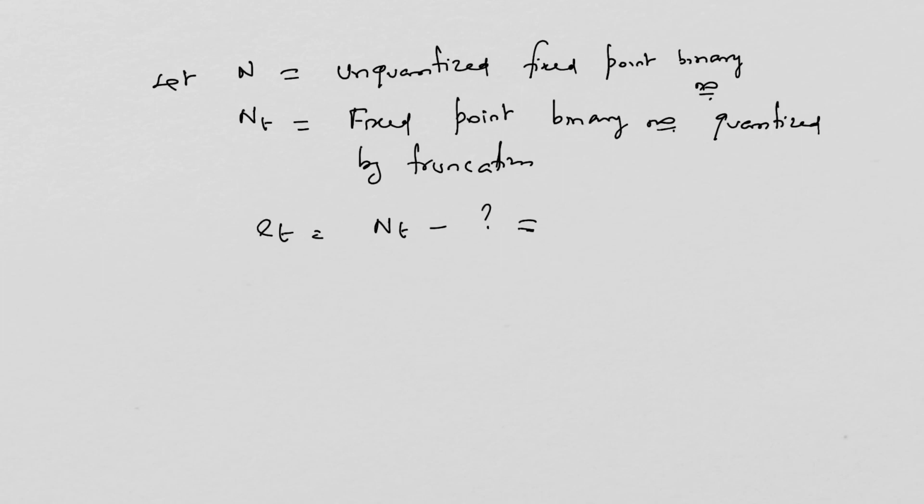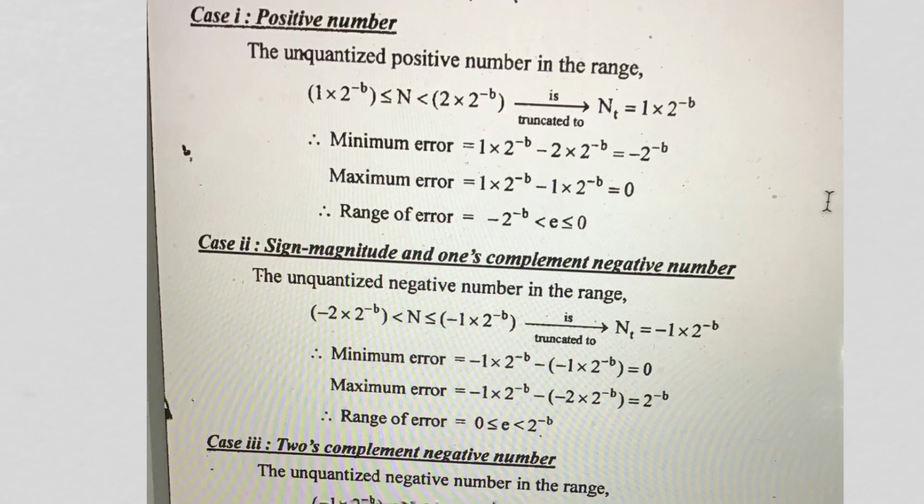If you do that, you will be surprised to see that when I take an unquantized fixed point number n and the fixed point binary number quantized by truncation as nt, the error will simply be nt minus n. Isn't it? It is the fixed point number quantized by truncation minus the unquantized number. That will usually be called the truncation error.